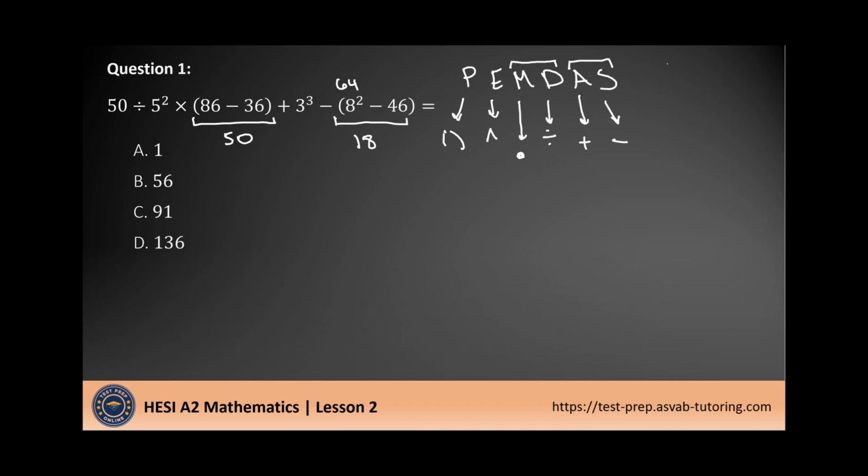And now let's rewrite everything, having simplified these two sets of parentheses. So now we have 50 divided by 5 squared times 50 plus 3 cubed minus 18. Okay, parentheses are done. Now we're going to look at exponents. Now we have 5 squared and 3 squared. So this is going to be 25, and this is going to be 9. Let's rewrite everything else.